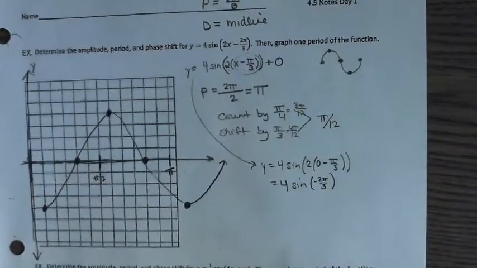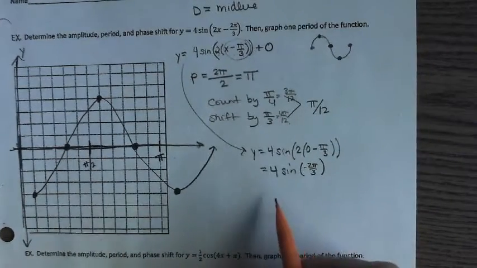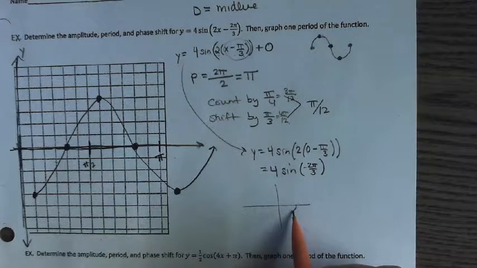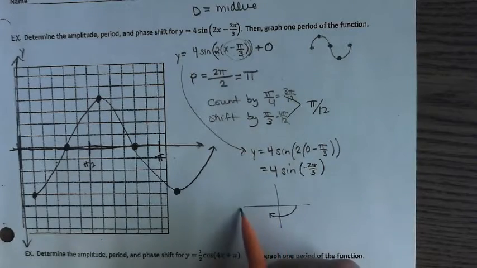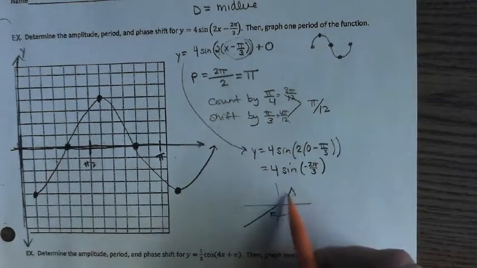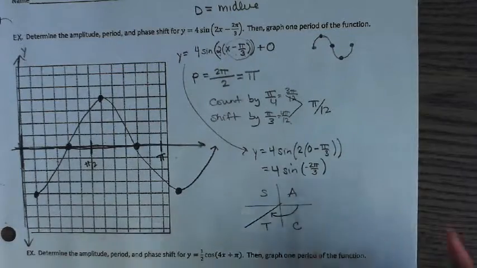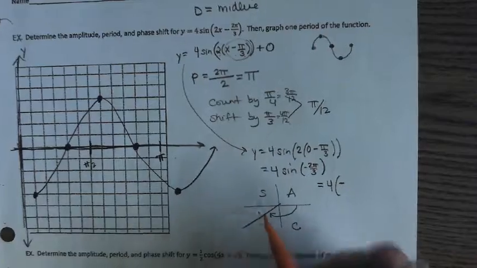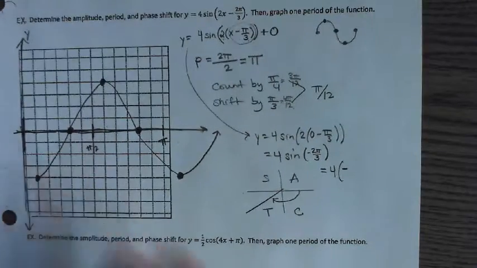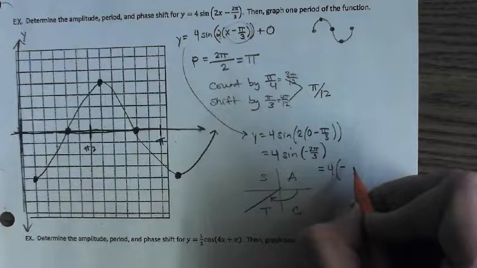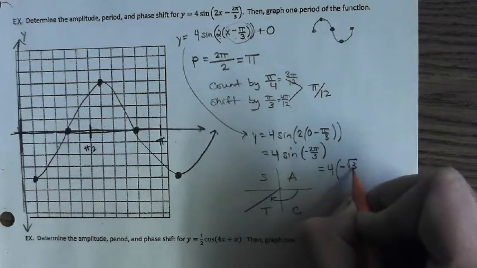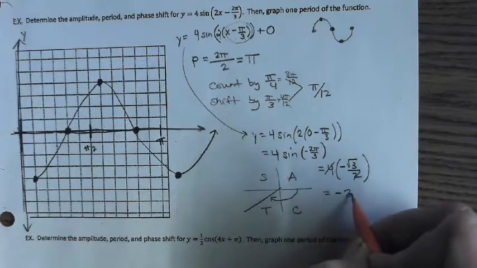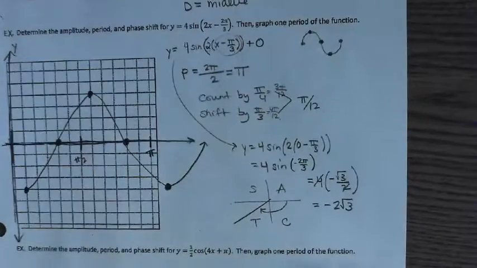Now let's think of that. Negative 2 pi over 3, what quadrant is that in? Third, correct, because this is negative 3 pi over 3. So is the sign positive or negative? Negative. And the reference angle is pi over 3. What's the sine of pi over 3? Radical 3 over 2. So the 4 and the 2 are going to reduce to negative 2 root 3. So that's my y-intercept.